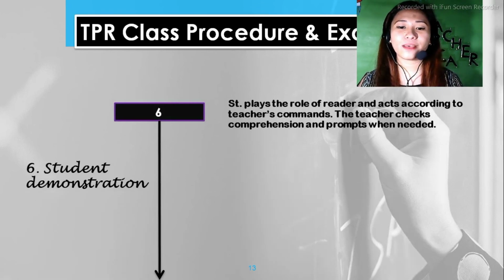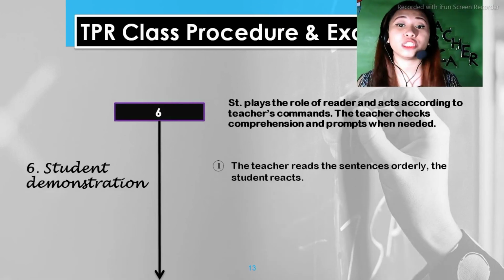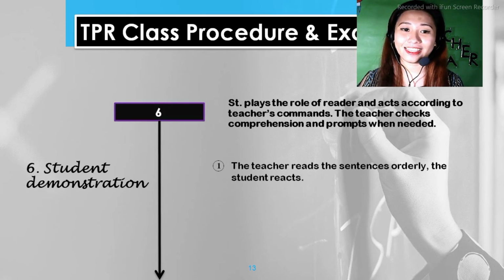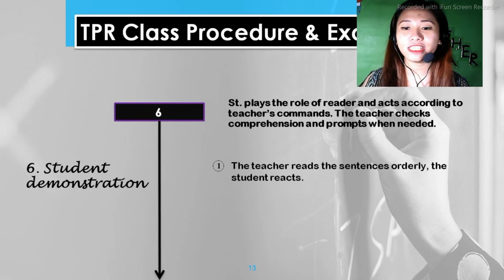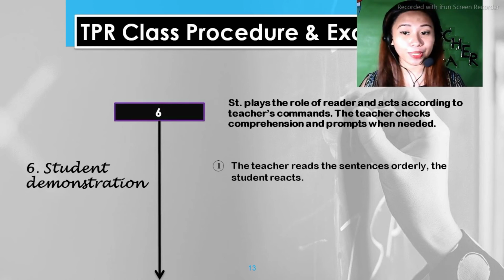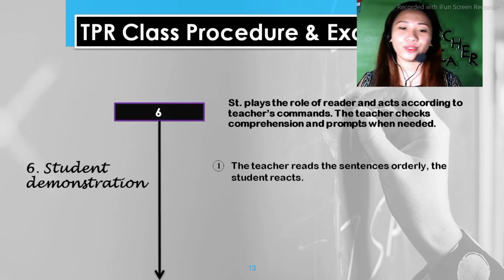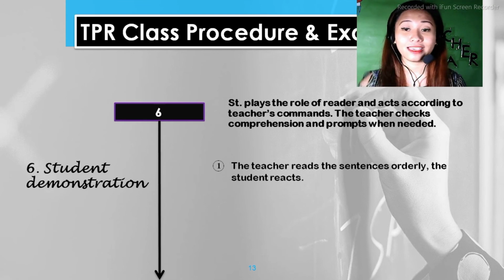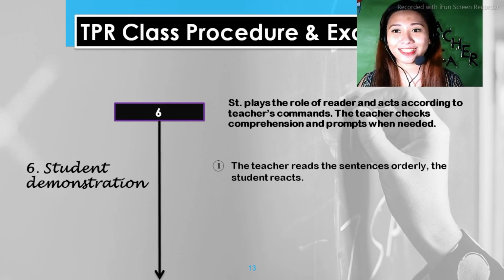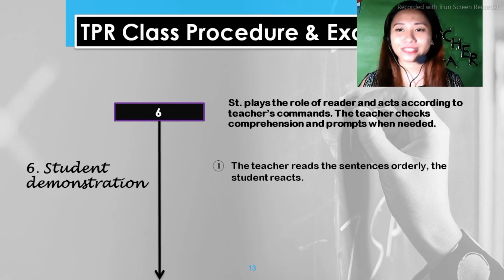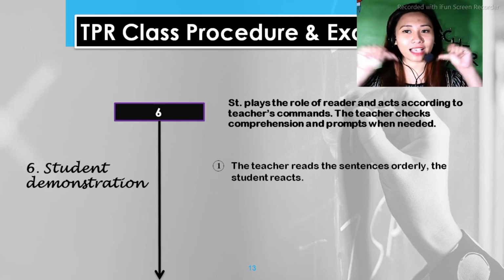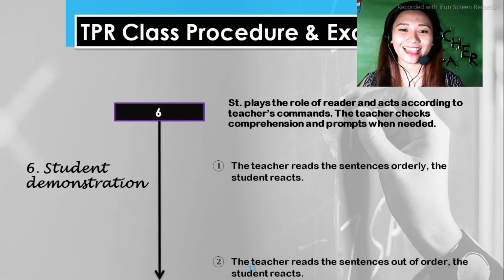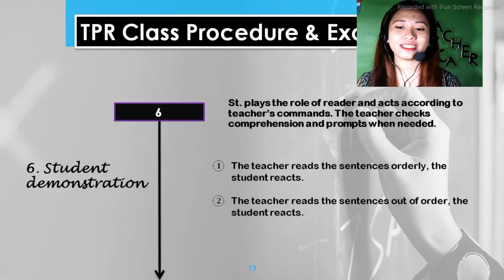Next, student demonstration. This time your student will do the TPR. For example, teacher reads the sentences orderly and the student reacts. So you don't need to give any TPR, as much as the student will do the action. For example, you will say, I am sleepy. So the student will do the action, I am sleepy. Like that.